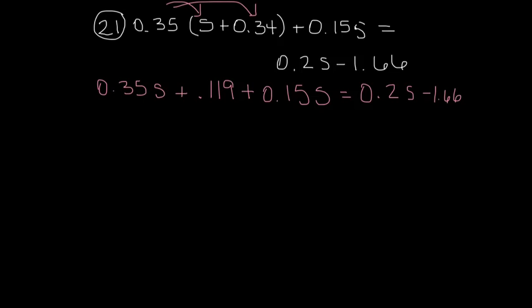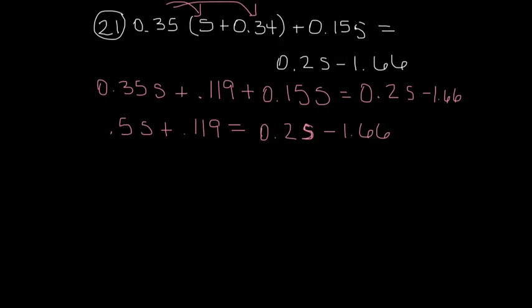If I simplify by combining my like terms on the left, I take the 0.35s plus the 0.15s, and that gives me 0.5s. I still have the plus 0.119 equals 0.2s minus 1.66. I apologize if my s's look like 5s.